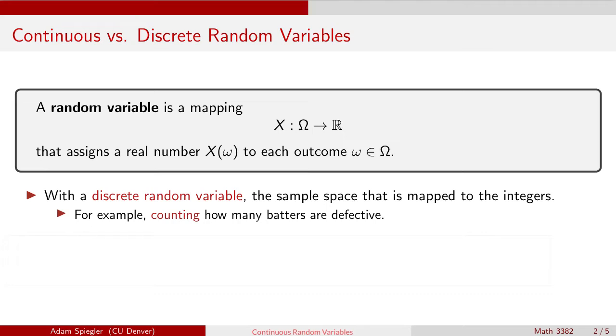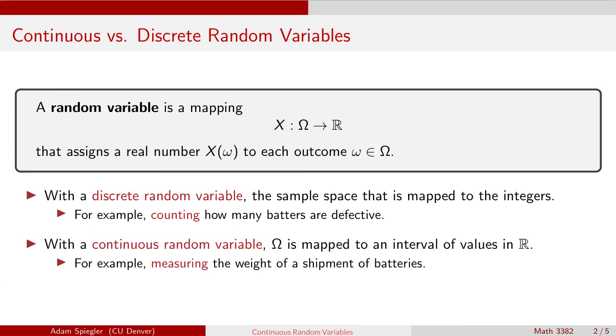I don't want to redefine what a random variable is to handle situations like when we're measuring things, but let's just recall that in general, a random variable is a mapping from a sample space of some statistical experiment into the real numbers. For each outcome in the sample space, we map it to a real number. With a discrete random variable, this sample space is mapped not into the real numbers, but into the integers or a subset of the integers. This would be, for example, when we're counting how many batteries in a shipment are defective. Those values can only be 0, 1, 2, 3, and so on. So when we're counting things, we're mapping to integers. These are called discrete random variables.